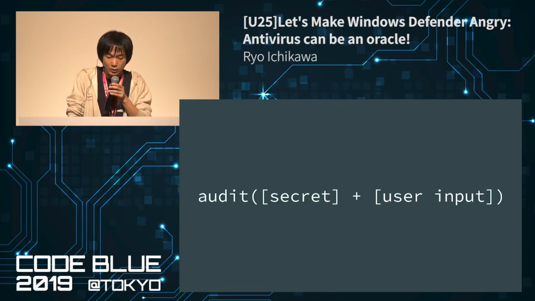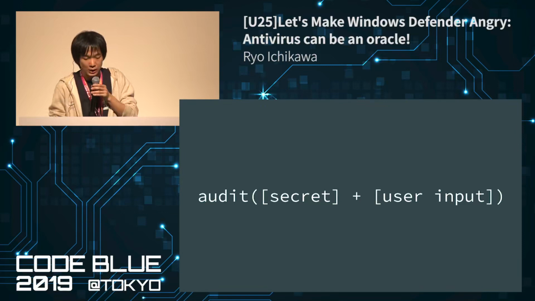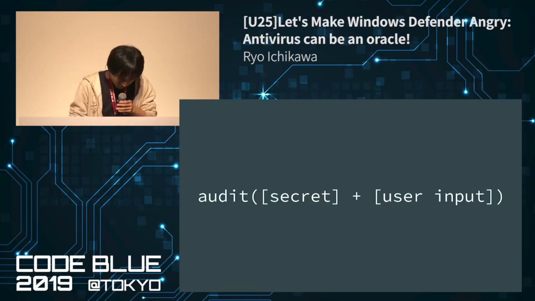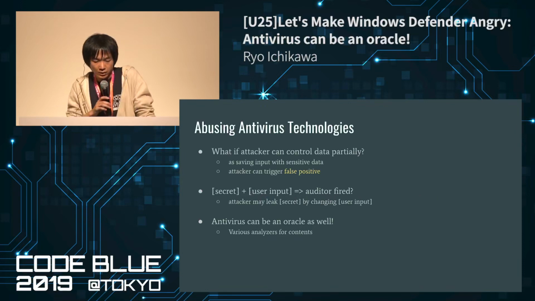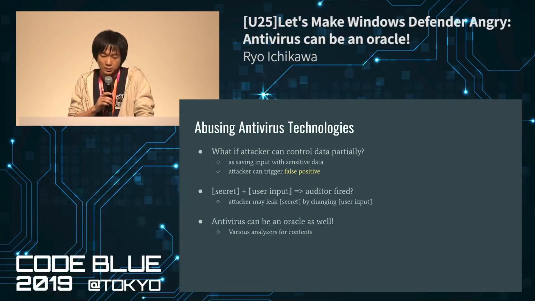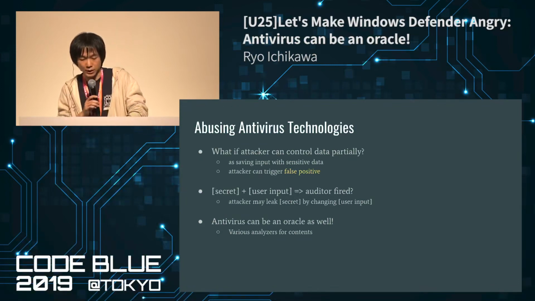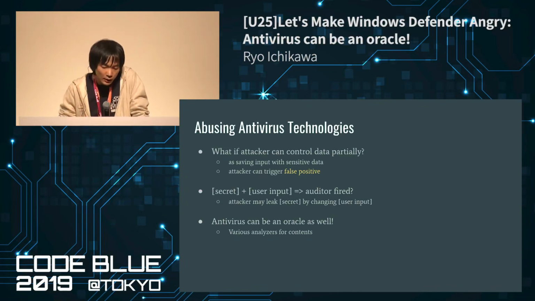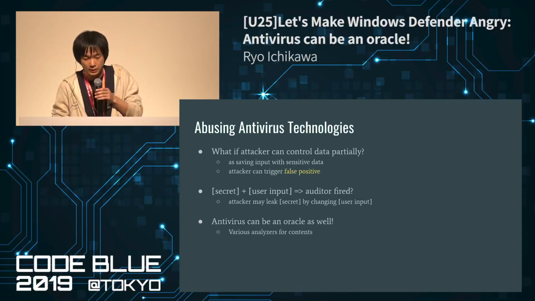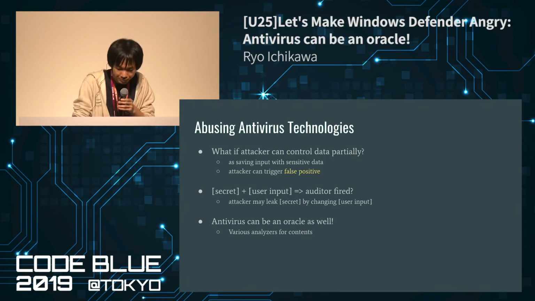So what if an attacker could partially control the auditing data, like this one? If antivirus audits data including user input, the attacker can trigger a false positive intentionally. So by just checking whether data combining the secret with user input makes the auditor fire or not, the attacker may leak the secret by changing user input. By partially altering the user input, sometimes the combined string can be regarded as malicious content. So antivirus can be an oracle in this case, since antivirus has various analyzers for various contents.